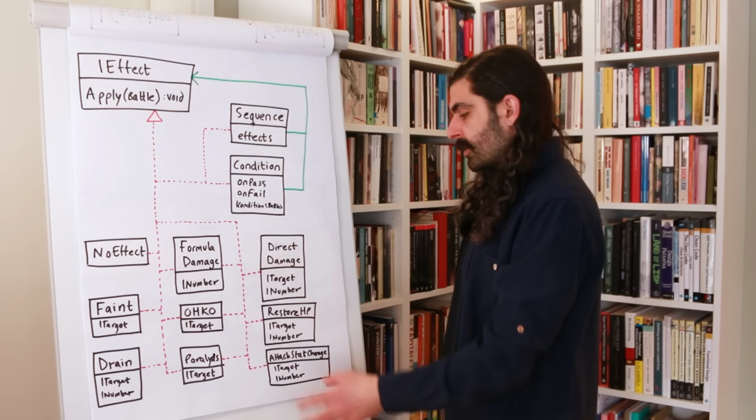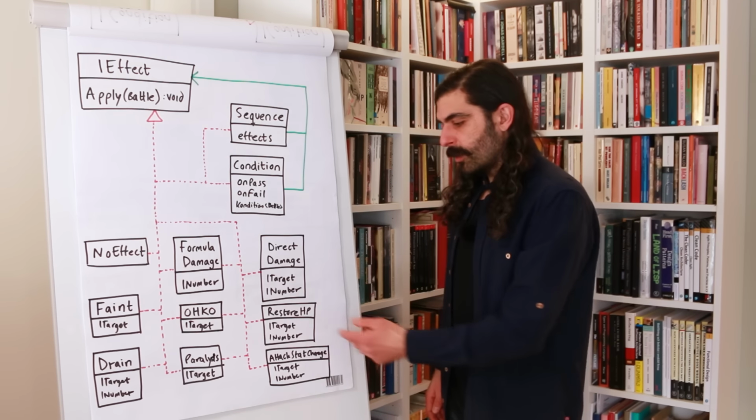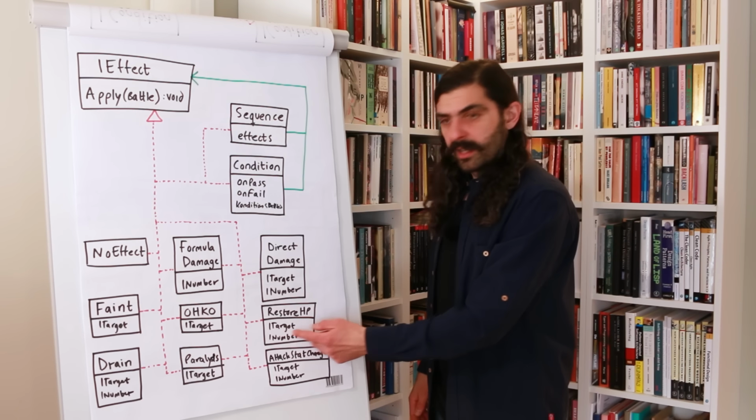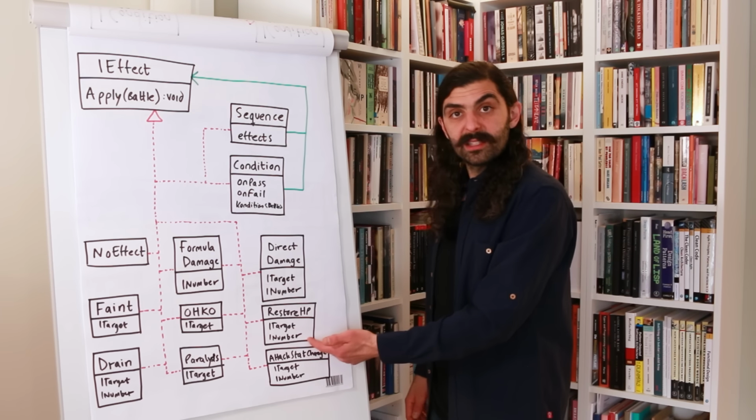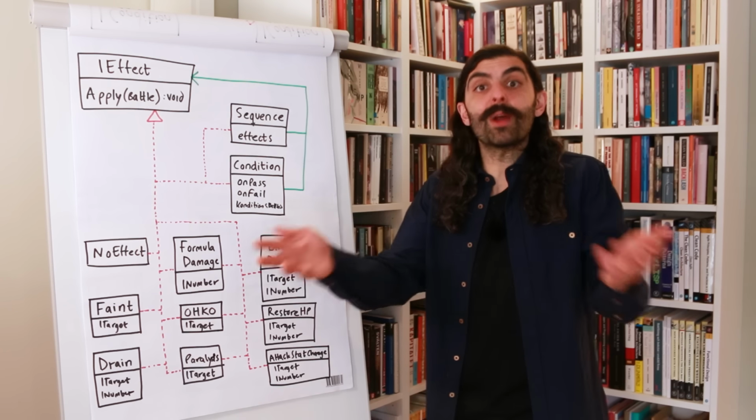Okay, what are some other effects? We here also have restore HP. This is the idea of healing. So you would restore the HP of the target, some percentage represented by this number. Again, an I number, because you can make that number random or you can derive it from the battle.